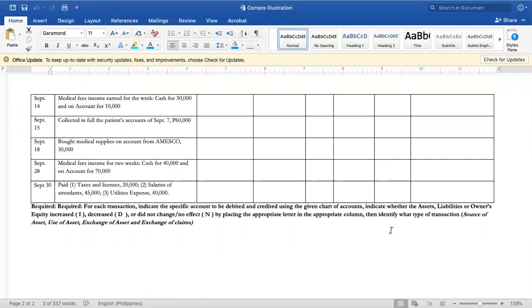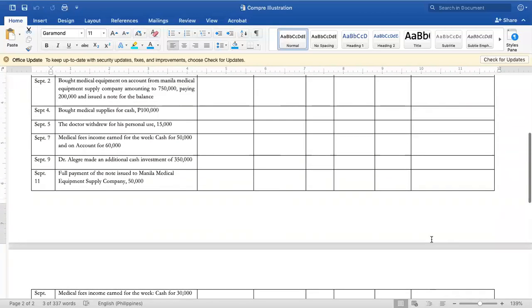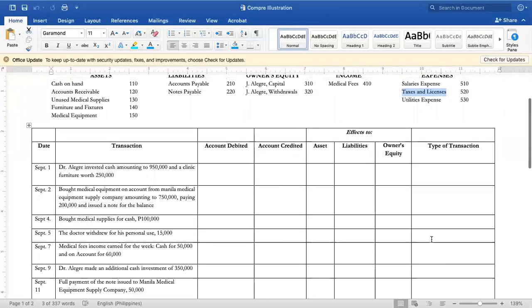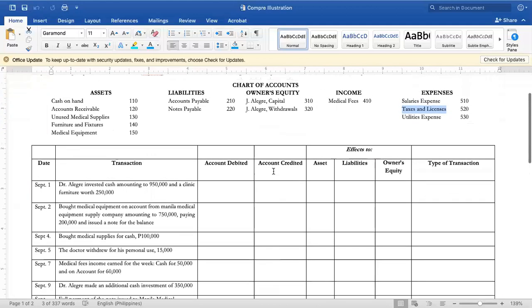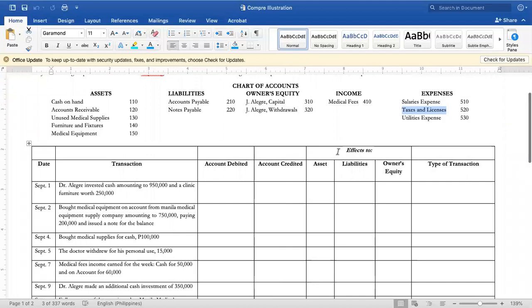We have 4 types of transactions: the source of asset, the use of asset, the exchange of asset, and exchange of claims. So, let's start. First, we need to identify, based on the transaction, what account should be debited and what account should be credited based on the chart of accounts. Then the effects on your asset: put I if increase, D if decrease, N if no effect or no change. Then the type of transaction; you can use the abbreviation.